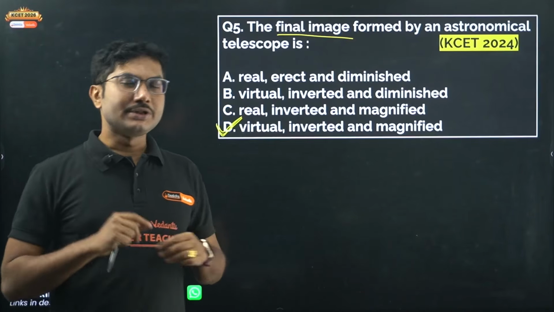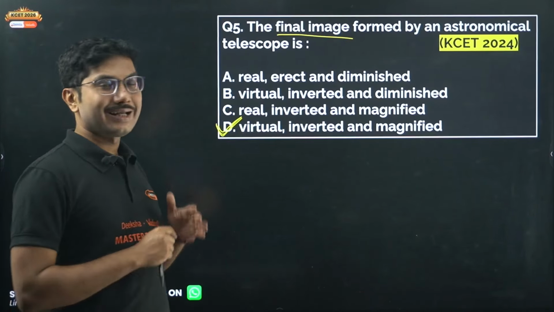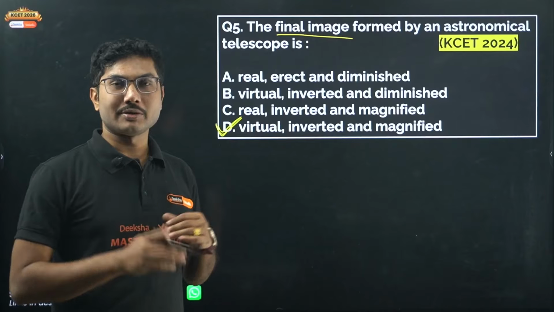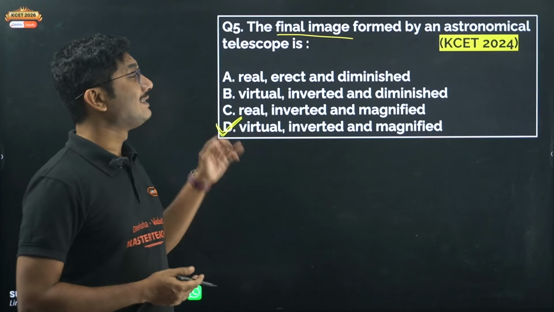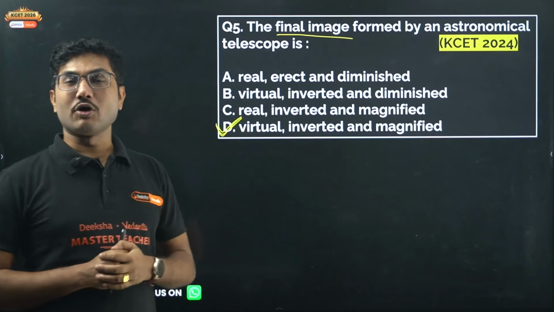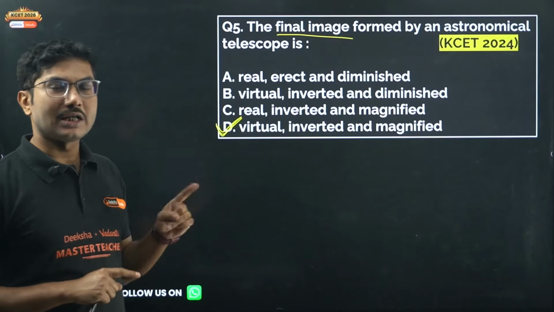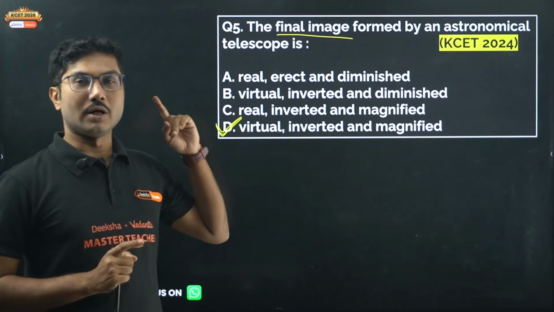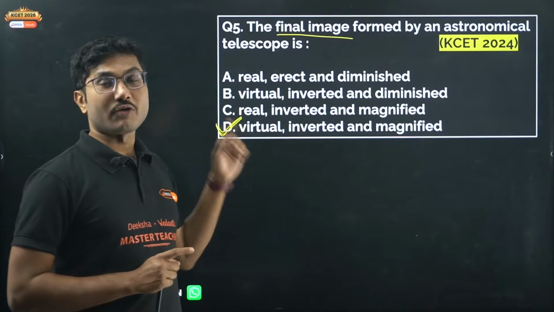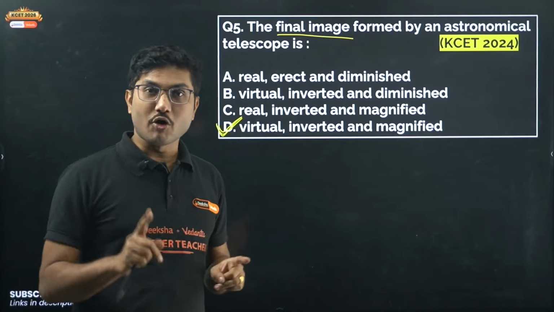Only their principle is slightly different, their working is slightly different based on the position, based on the focal length, but otherwise the image formation is always same in case of objective as well as in case of eyepiece. Okay, objective for both of them forms real images, whereas eyepiece or final image is always virtual for both of them.